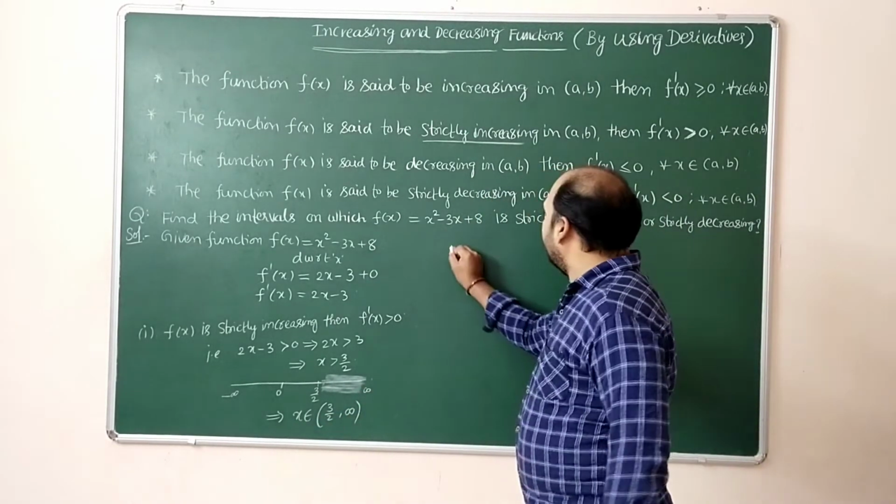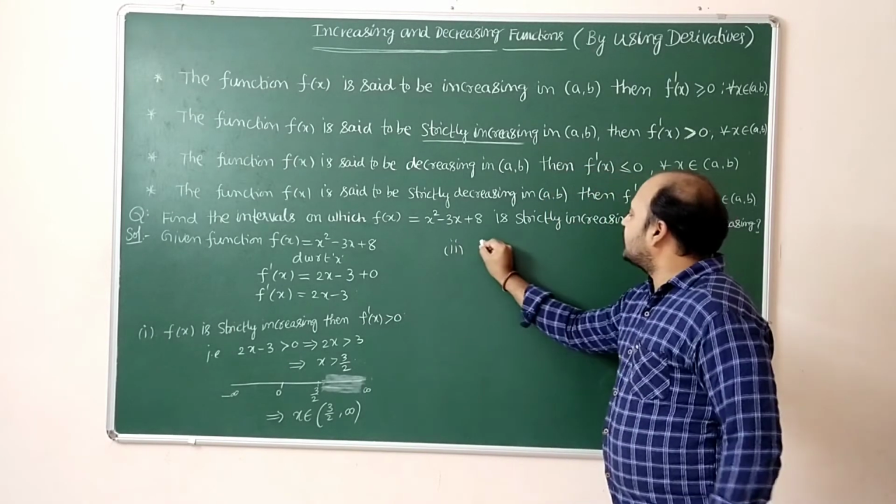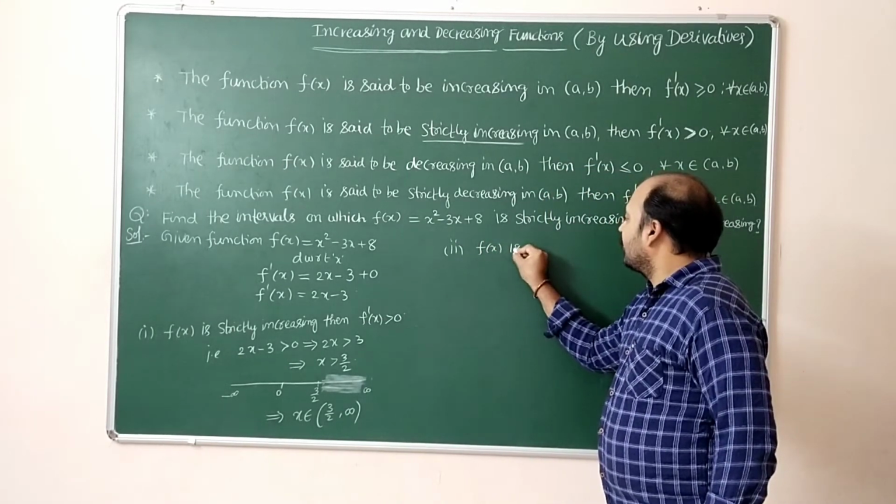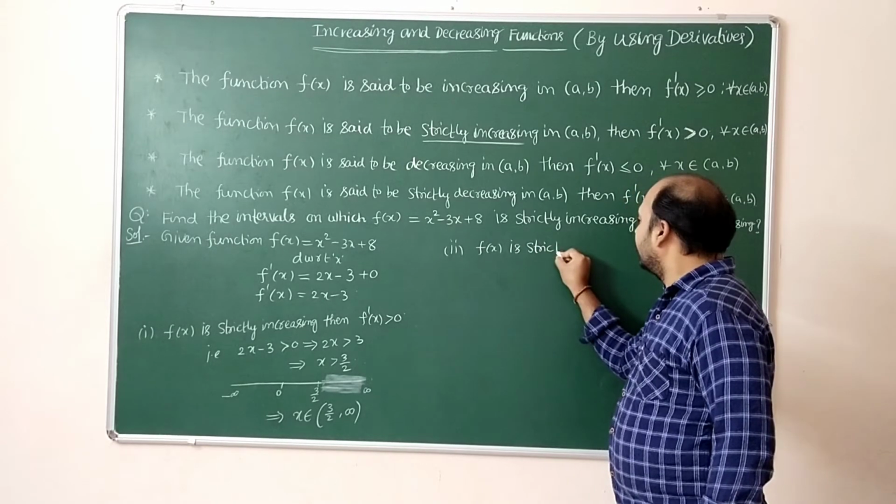So now come to the second one. F of x is strictly decreasing.